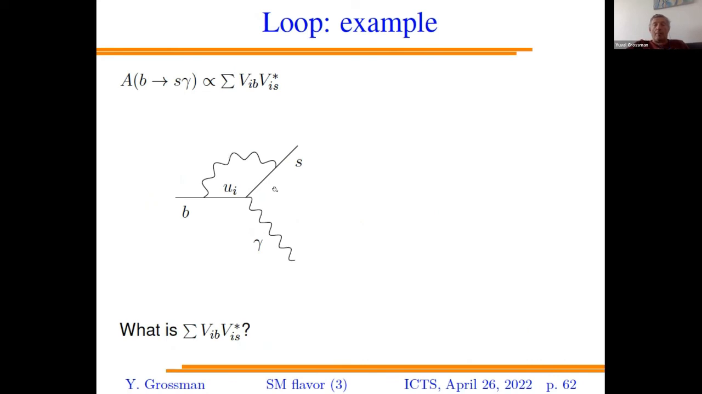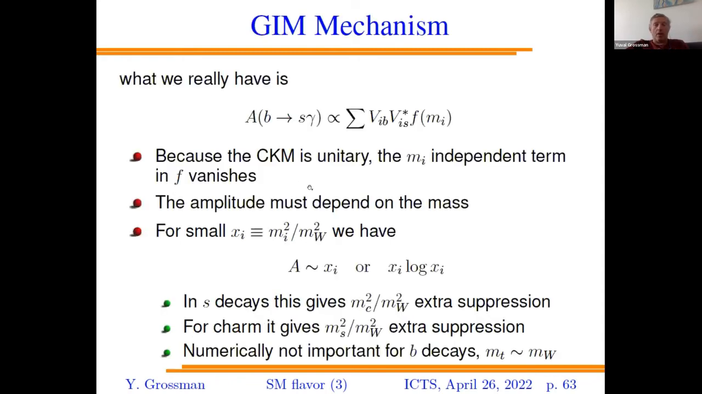We have some mass dependence in this loop diagram, right? When you calculate a loop diagram, you have some 1 over m squared, you have some propagators here, and the propagator carries some mass dependence, okay? So what we really have is the following combination: the combination of this CKM and some function of the mass, okay?